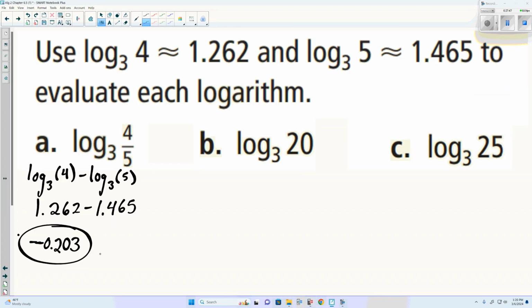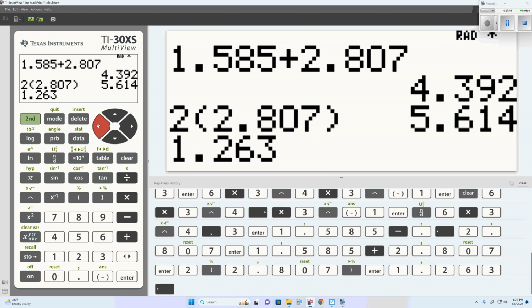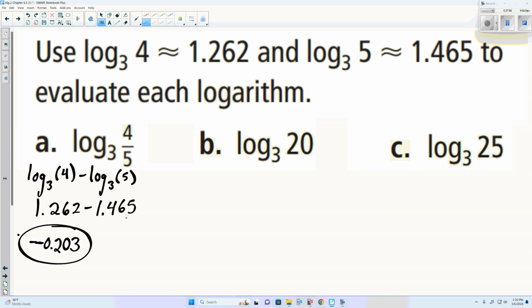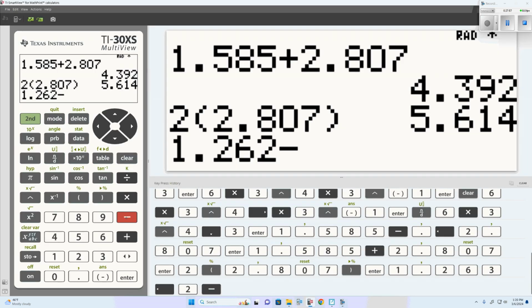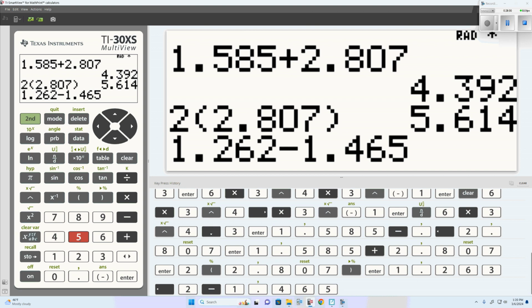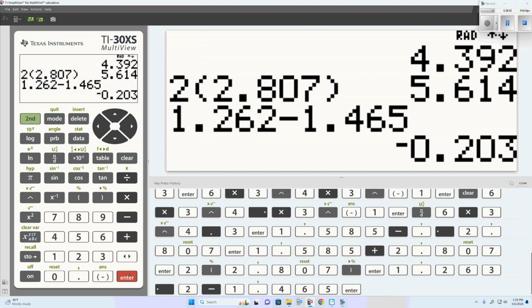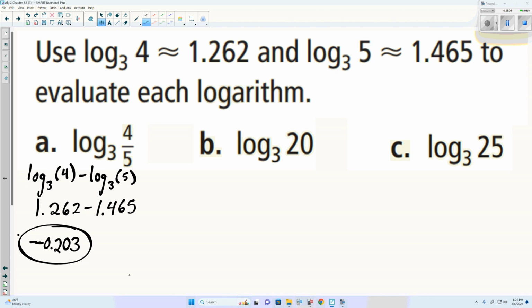1.262 minus 1.465, which is negative 0.203. Our next one, log base 3 of 20.